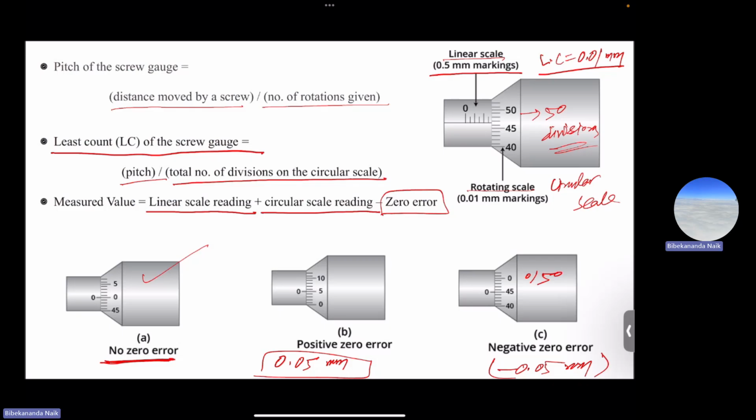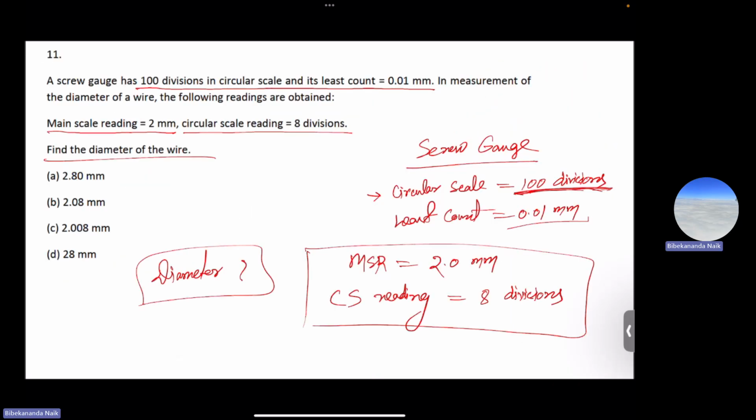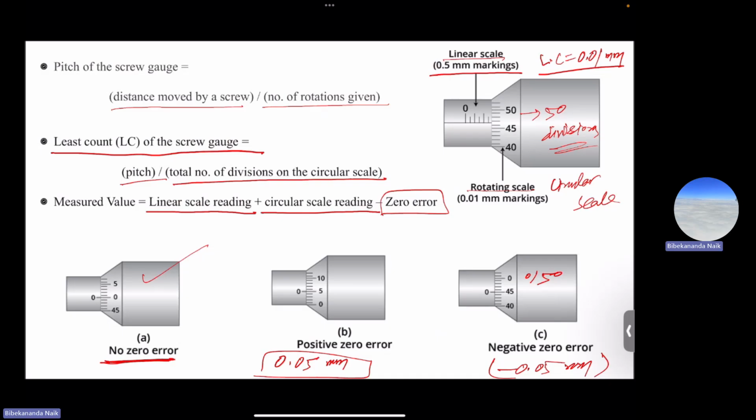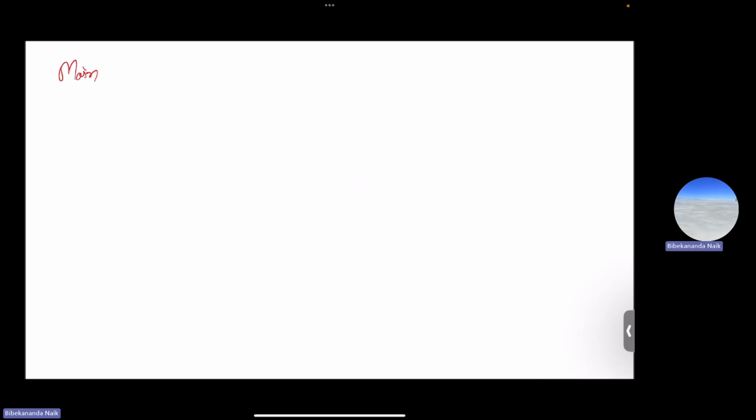So let's discuss our current problem. The main scale reading was 2.0 mm, and if you talk about the zero error, since there was no zero error mentioned in the question, we can assume that there was no zero error. Zero means no zero error.